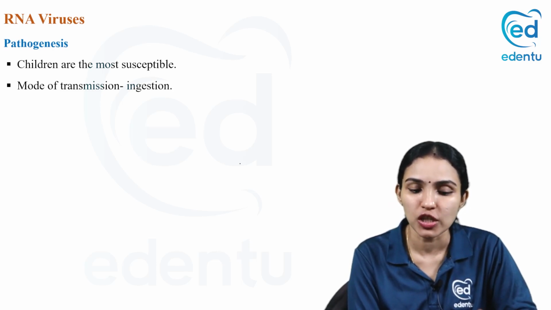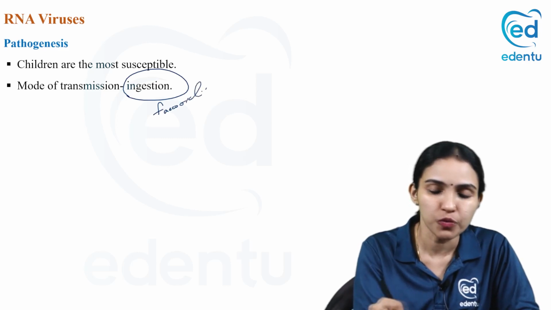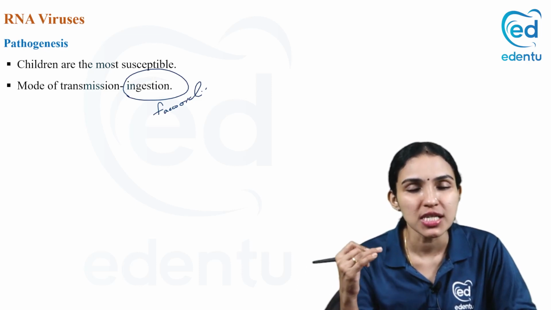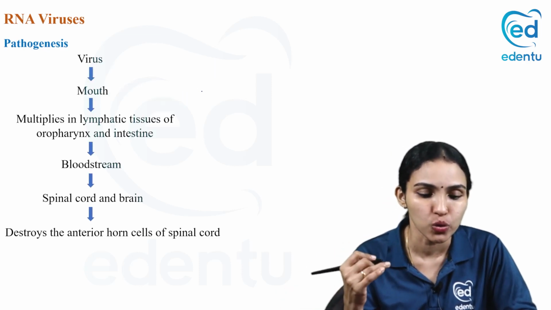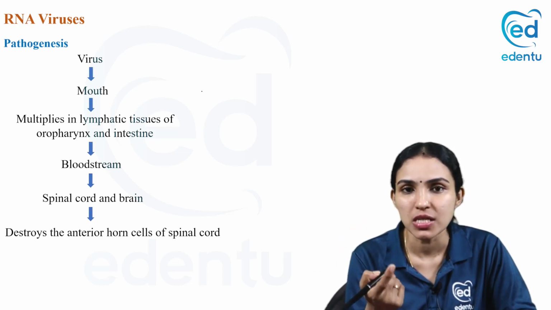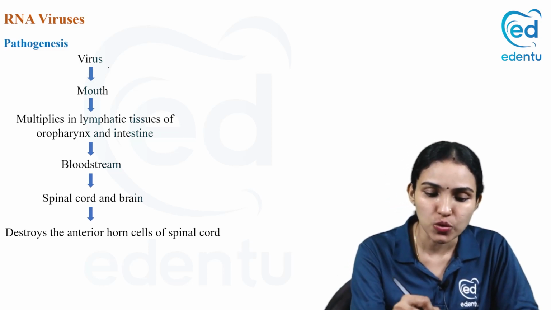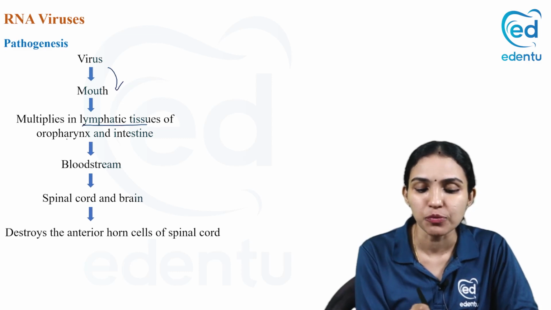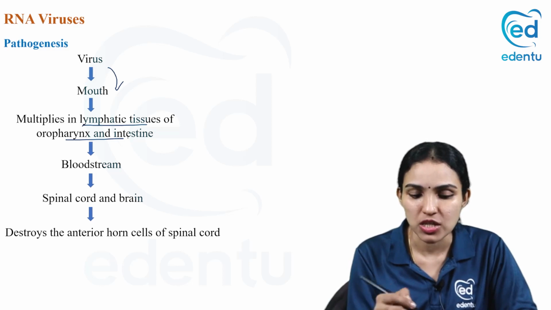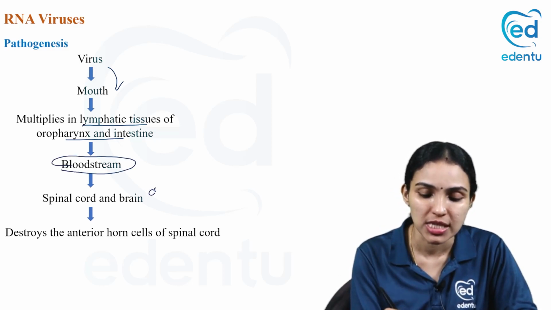The mode of transmission of poliovirus is by ingestion, or you can call it the feco-oral route. Feco-oral route, because this virus goes to the intestine, it is excreted in the feces, and you can get the infection by the feco-oral route. And how the disease causes paralysis is something interesting. It comes through the oral route, it multiplies in the lymphatics of the oropharynx and intestine, then it will enter the bloodstream. Through the lymphatics it goes to the bloodstream, and through the bloodstream it will reach the CNS.